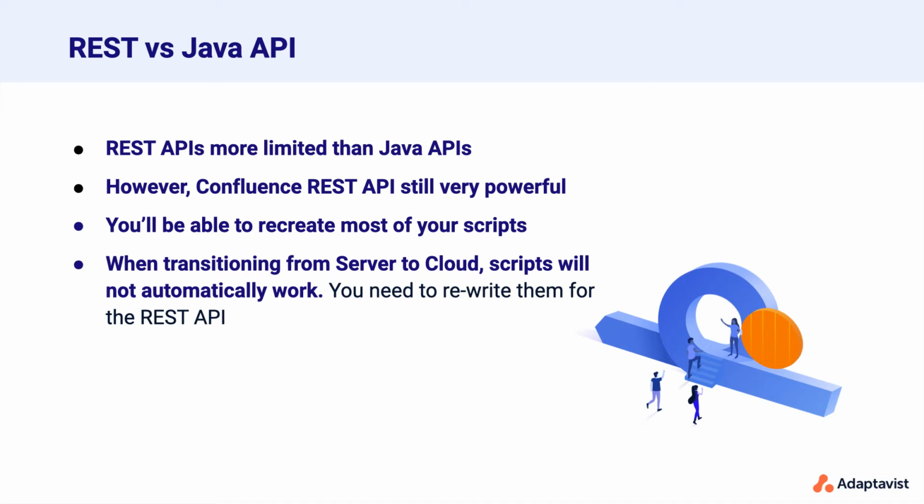But the amount of endpoints that are available mean that most people will not run into problems for most of their scripts. However, this does mean if you are transitioning from a server to cloud instance with server end of life upcoming, your scripts will not by default work in cloud. You can copy them over, but they will not function. You need to rewrite your scripts so that they work using the REST API as opposed to the Java API.